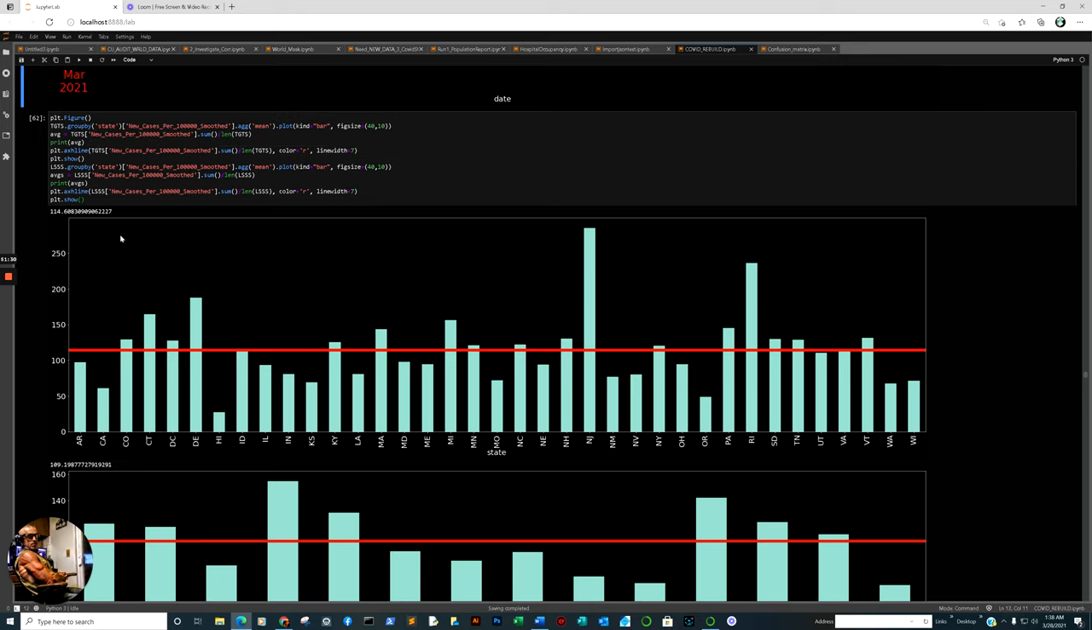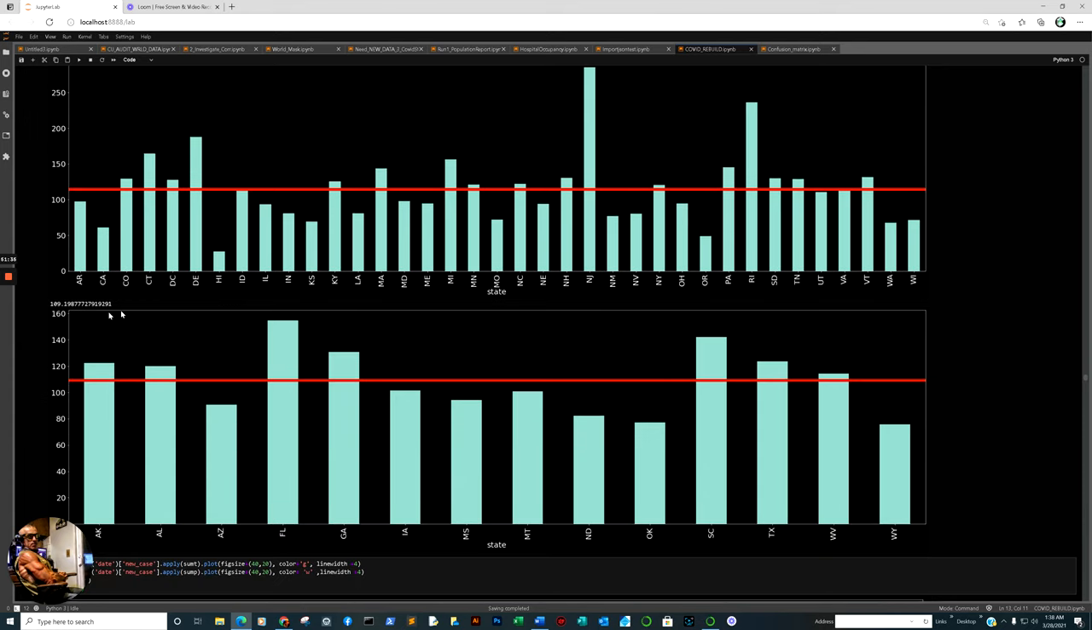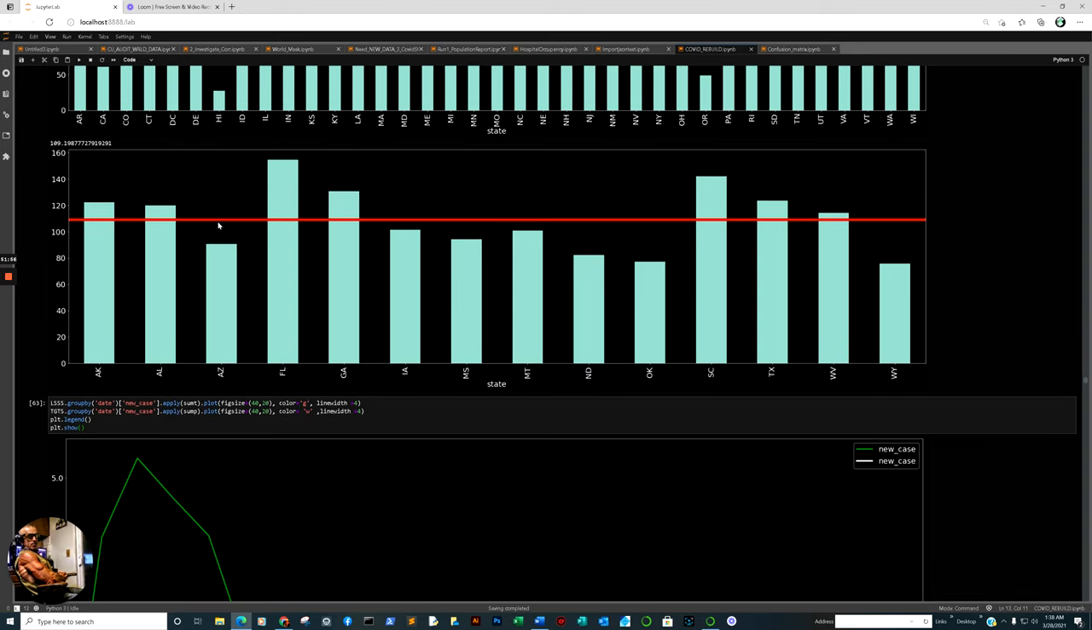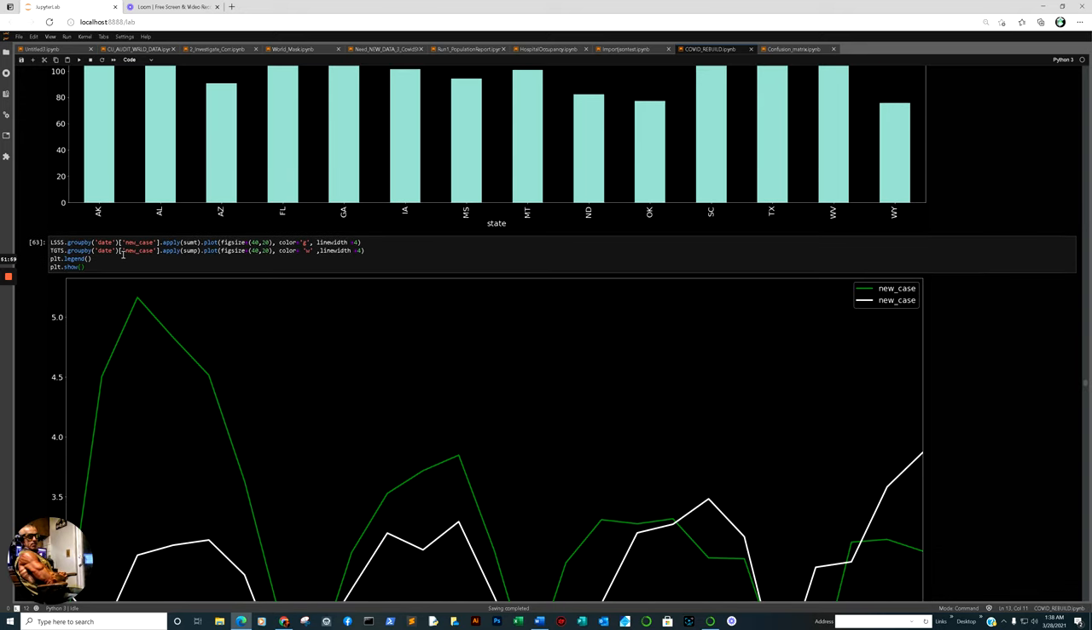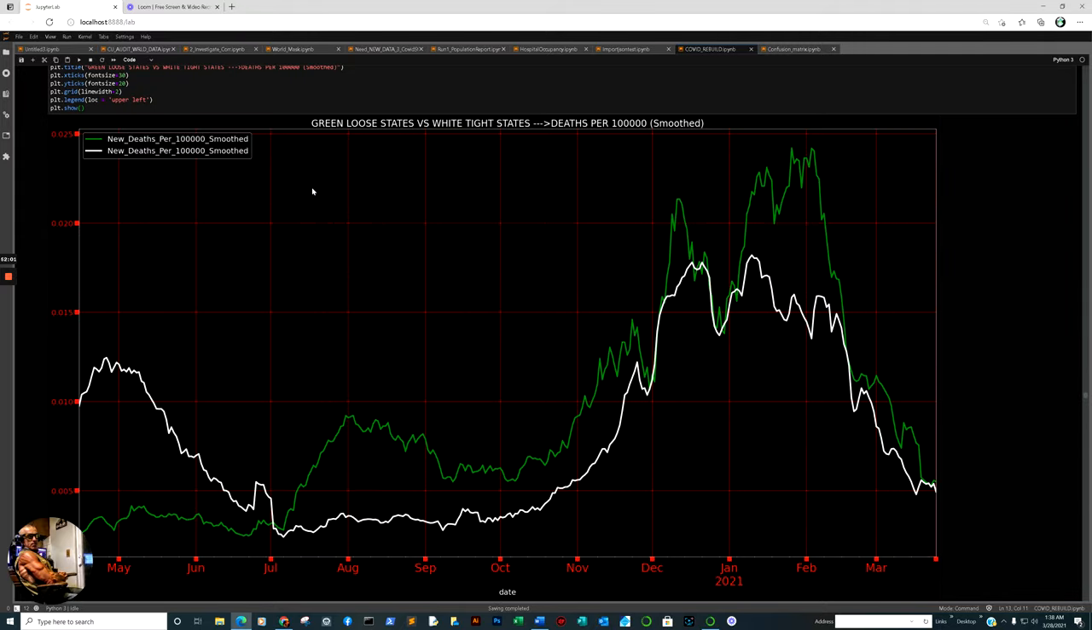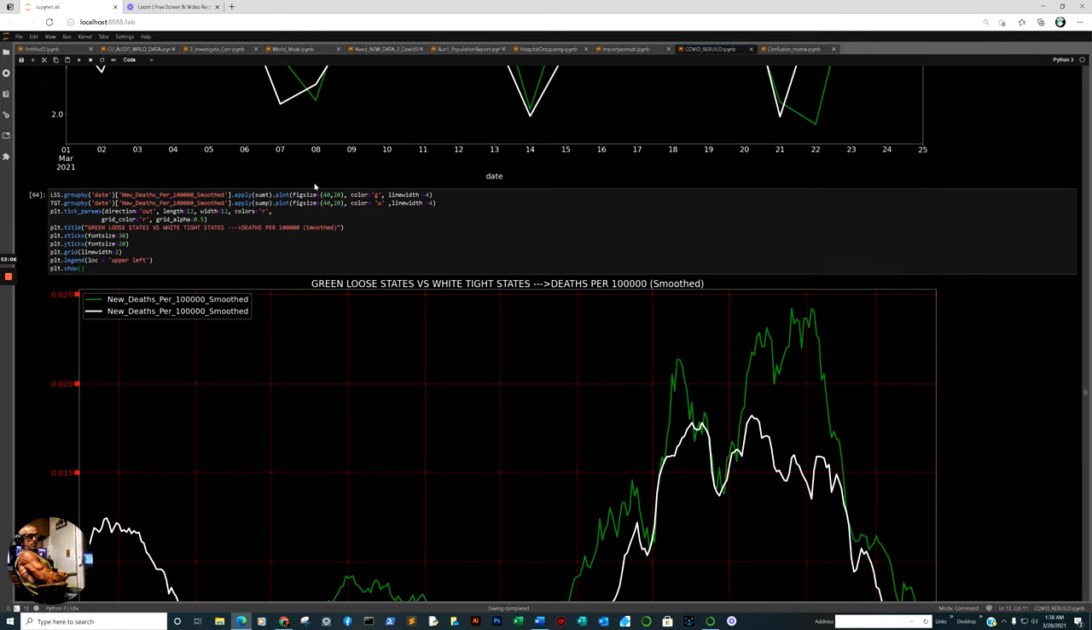And so here we are at 114 cases per 100,000 in tight restriction states compared to 109 per 100,000 in loose restriction states. Again, controls. The damage that's done between schools being closed and so on and so forth, I don't have to say. You know the collateral damage is insane. And if you're not winning on those tight restrictions, then why? That's just bad leadership, really bad leadership. And here we are, and we go down here. New cases, let's just pass by that. Deaths per 100,000, smoothed. The green is the loose states here. Let's see.